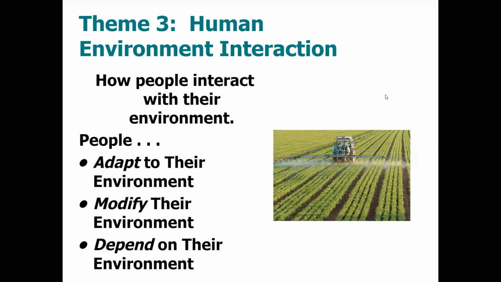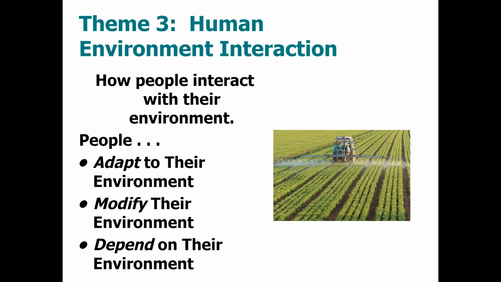So today we are talking about themes 3 and 4. Okay, yesterday we talked about themes 1 and 2. Theme 1. What is theme 1? Maggie? Location. And what is theme 2? Place. Yes, so we talked about location, place, and now we're moving on to 3, which is human environment interaction.